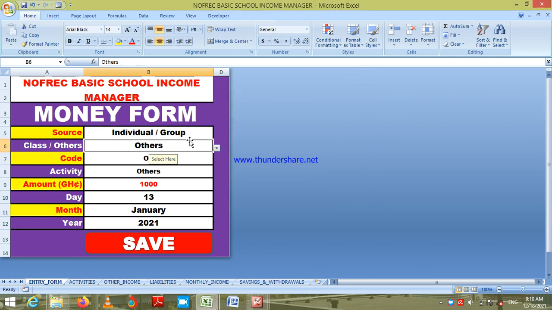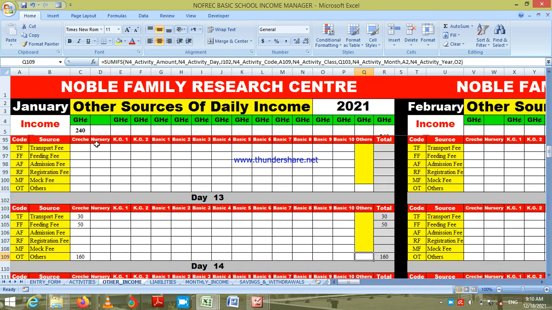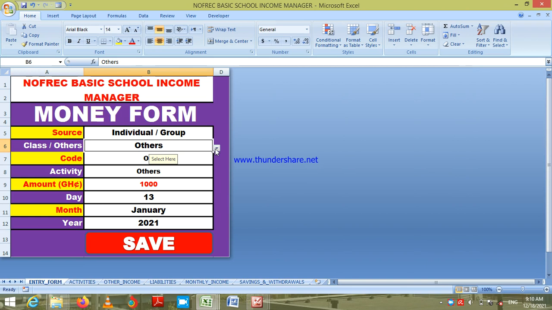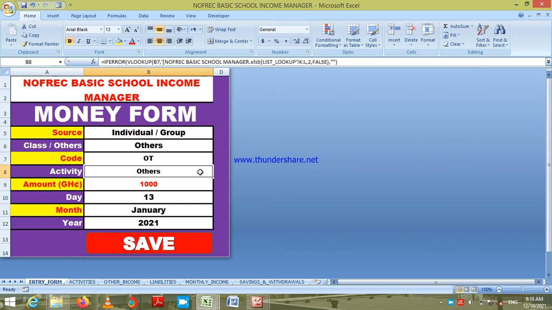A mistake was made. In the other income worksheet, we have to consider the class 2, and we considered others as a class. We also considered others as a class. So when we were issuing the save command, we didn't select others for this activity. That's why we were not getting results.